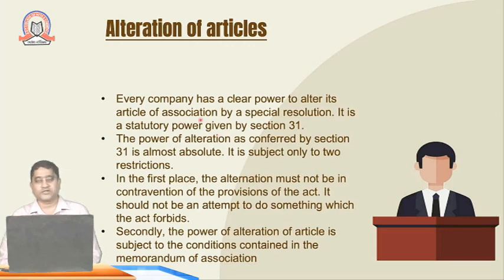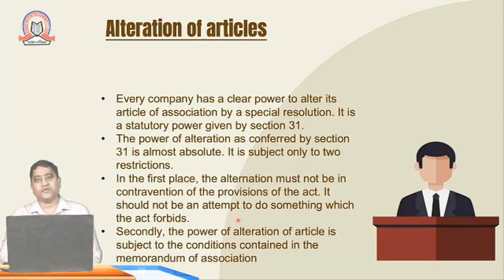Coming to the alteration of the articles, every company has a clear power to alter its articles of association by special resolution, as I mentioned in my earlier statement. It is a statutory power given by Section 31 of the Companies Act. The power of alteration conferred by Section 31 is almost absolute, and it is subject to only two restrictions. In the first place, the alteration must not be in contravention of the provisions of the Act or any amendment done under the Companies Act. It should not attempt to do something which the Act forbids.